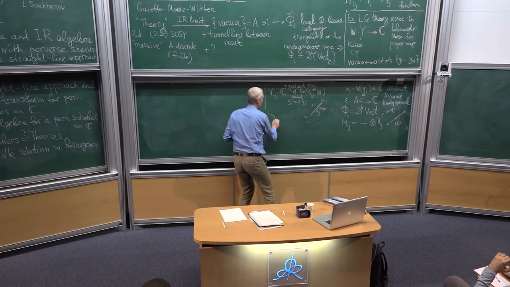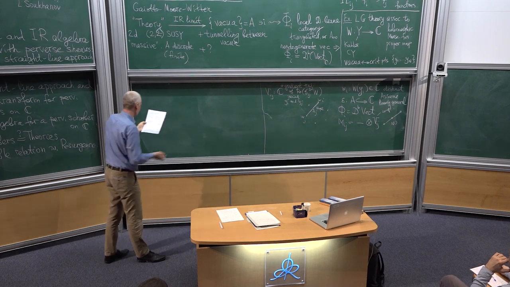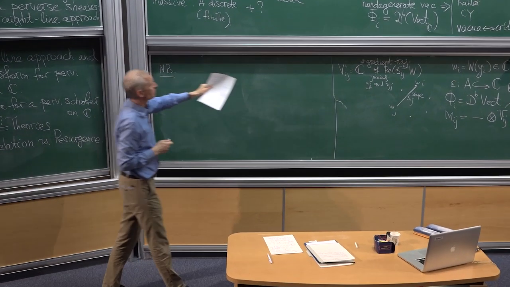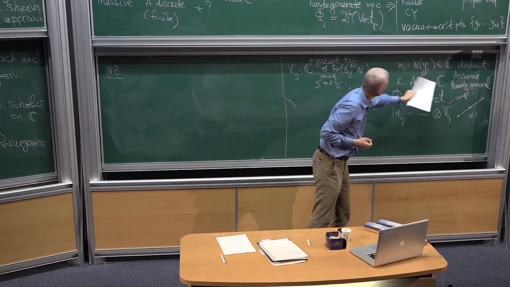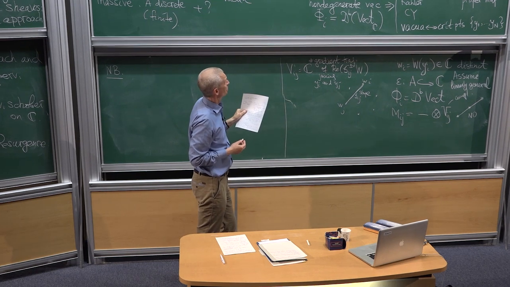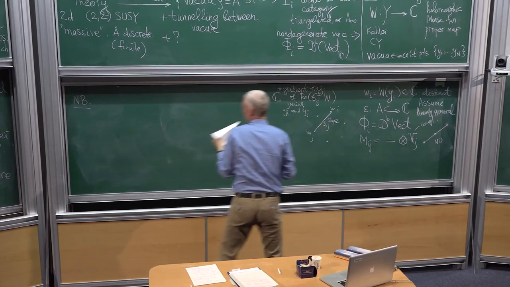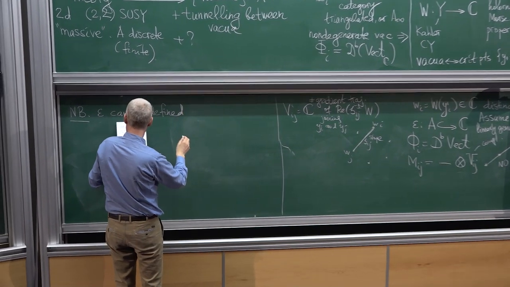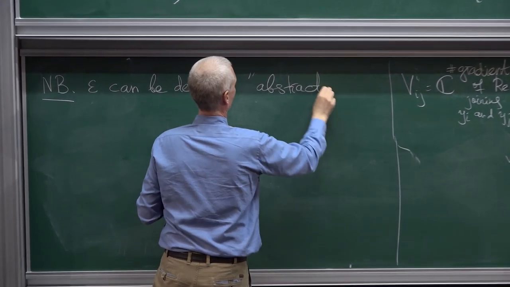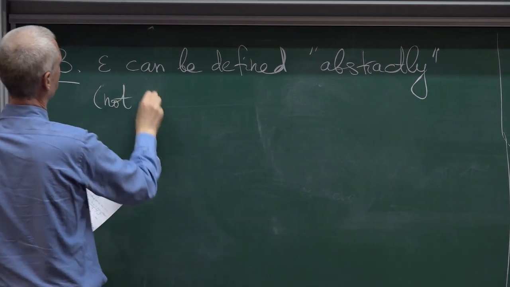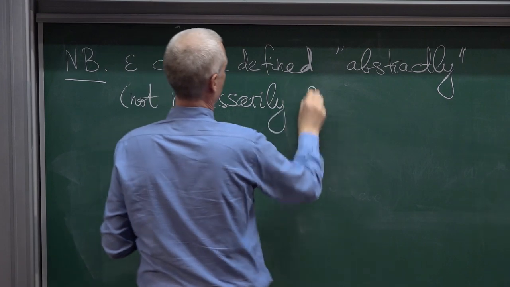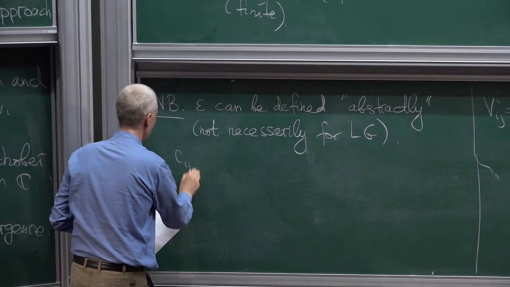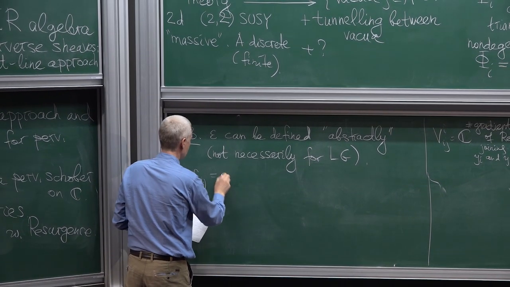Now, I want to say one more thing about this situation, which is again me assuming the physicist language, but it's a kind of interesting point that to define this set, the embedding of vacua into the complex numbers, it is not necessary to have a superpotential. It's not necessary to deal with this type of theory. So that epsilon can be defined abstractly, not necessarily for Landau-Ginzburg. So in this setting, it means that there are central charges of the supersymmetry algebra. So Cij, let's call them the central charge.